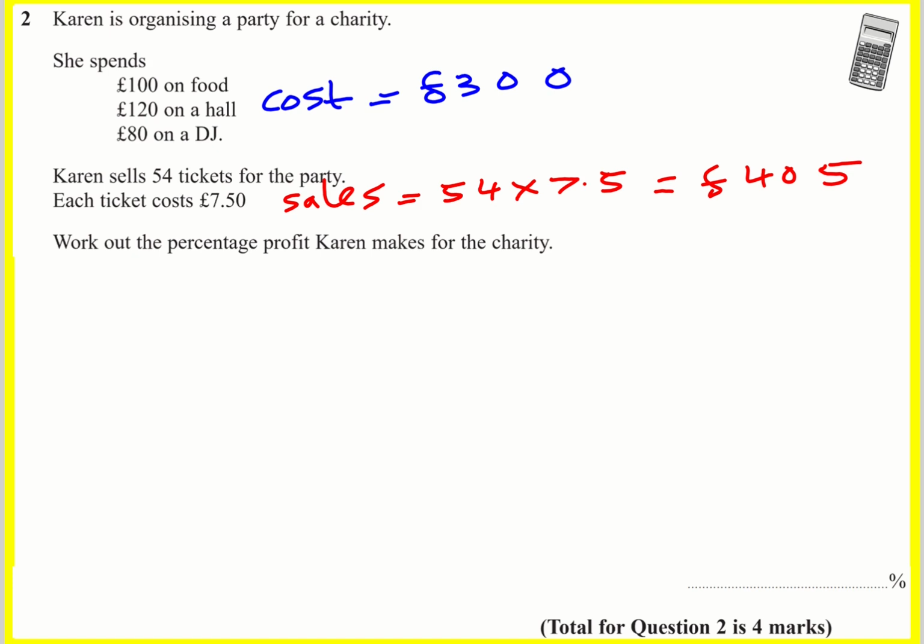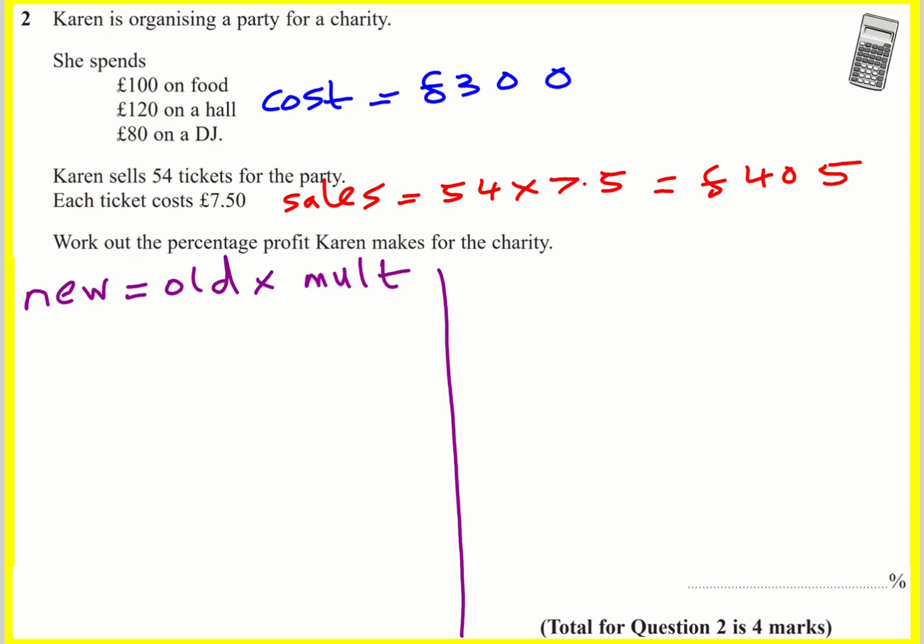I'm now going to show you two ways to get the percentage profit. First way is to use just the idea of multipliers, that new equals old times multiplier, but I'm just going to need to convert it a little bit because I don't have a new and an old as such. I've got cost and sales, but this idea still works. So the 405 is actually the new amount, really. It's what we've got after we pay some money and then we get some money back, and it's what we have at the end. So that's why I'm calling it the new value.